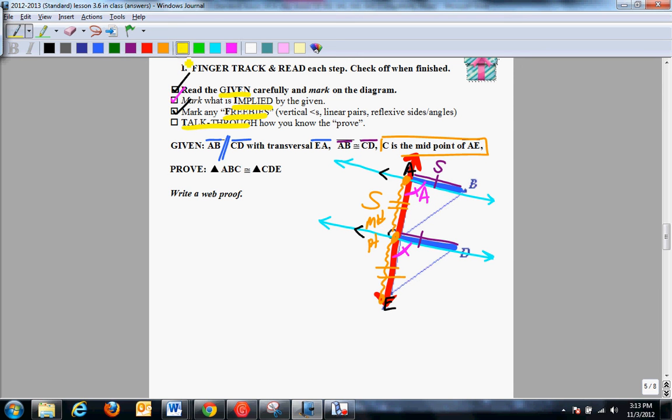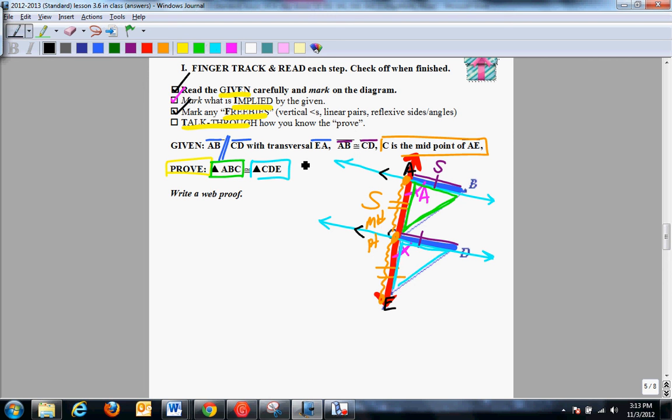Now let's look at what we're trying to prove. We are trying to prove that triangle ABC, so triangle ABC is this triangle, and triangle CDE, we're trying to prove these triangles are congruent.